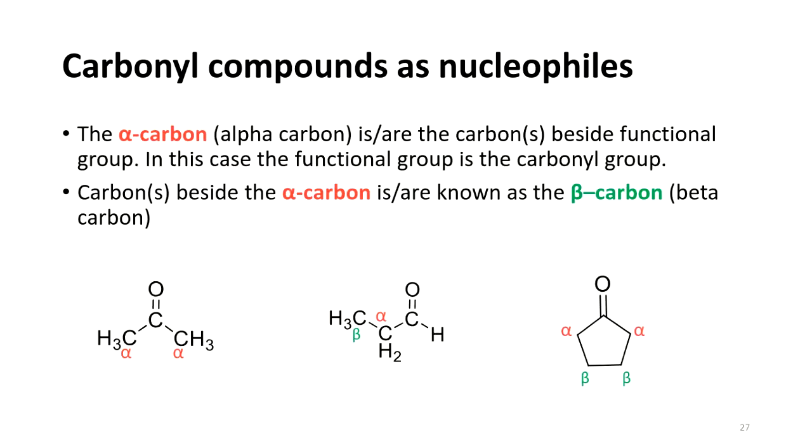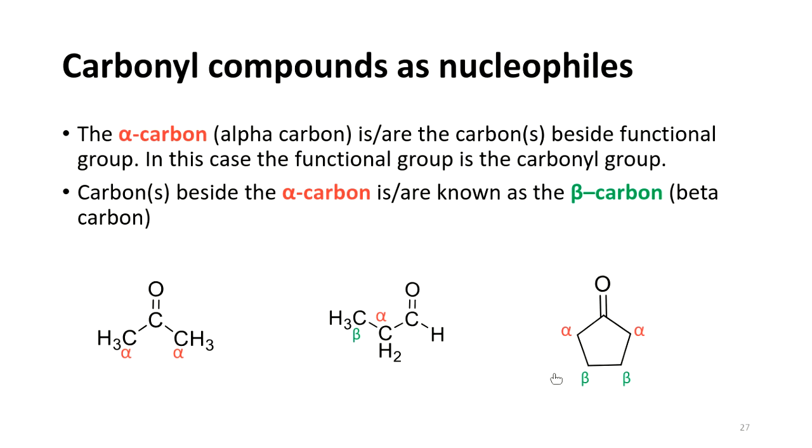So if we look at these three examples, you'll see that for acetone or propanone, the carbon number 2 is our carbonyl. And the carbons which are directly attached to the carbonyl, those carbons are called alpha carbons. So we're using the Greek alphabet, alpha, beta, gamma, etc. So here we have 2 alpha carbons. Here we have 1 alpha carbon and a beta carbon. We have a cyclic ketone. We have 2 alpha carbons and 2 beta carbons.